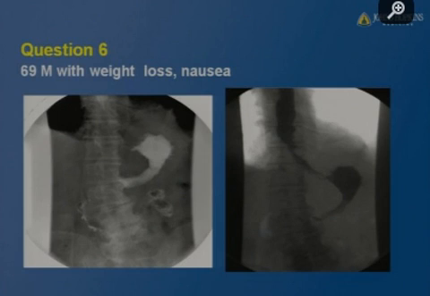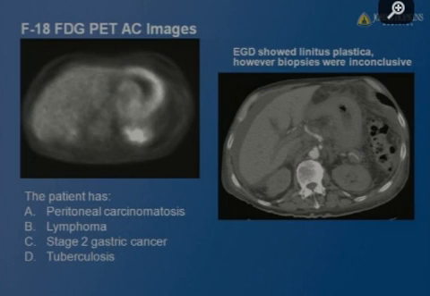6th question. It's a 69-year-old male who has weight loss and nausea. We are seeing the upper GI images. And the EGD demonstrates linitis plastica, but the biopsies were inconclusive in this patient. We see the FDG and contrast-enhanced CT images. So the patient has A, peritoneal carcinomatosis, B, lymphoma, C, stage 2 gastric cancer, D, tuberculosis. And the time starts.